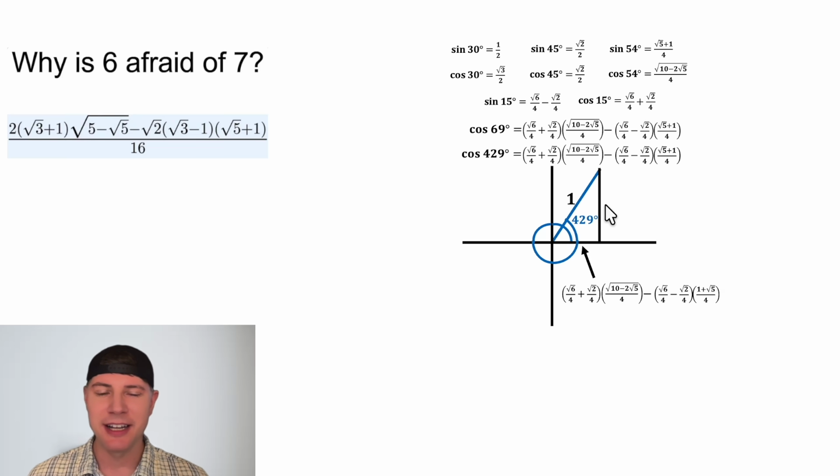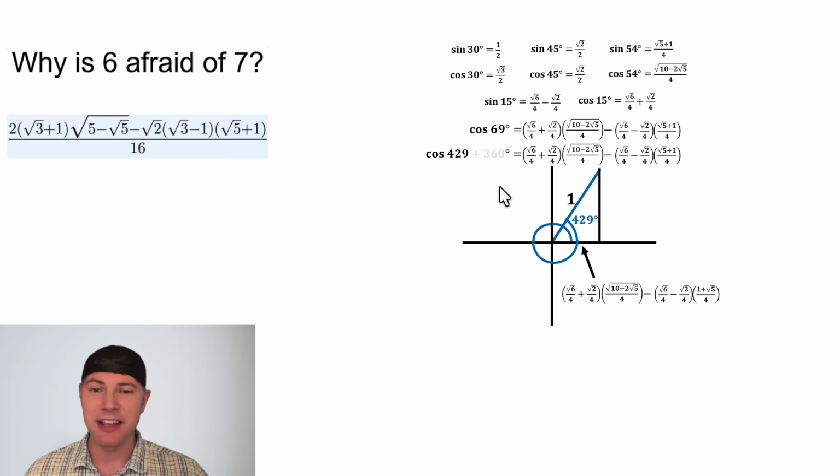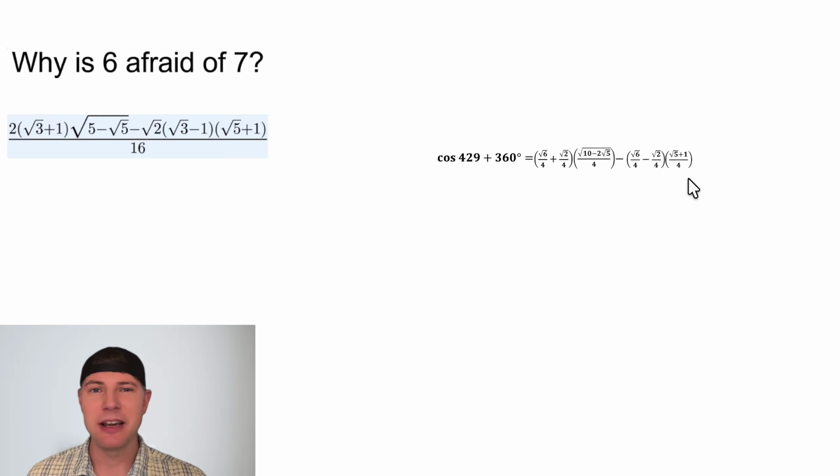Cosine of 429 is equal to all of this, which is the same as the 69. And if we want to, we can go around the circle again and add 360. It's still going to be the exact same value. Pretty cool, huh? So we just did a whole bunch of work to get this equation right here. Let's get rid of everything else and put a box around it.